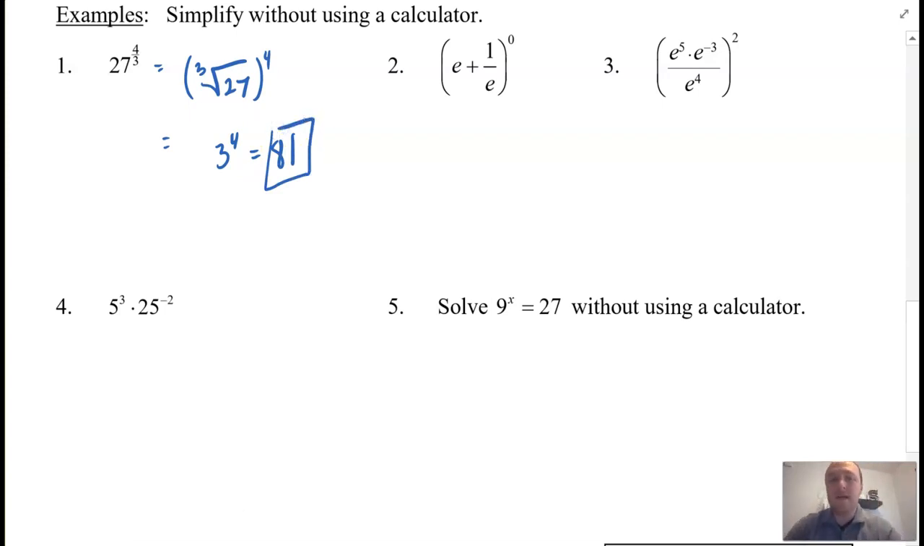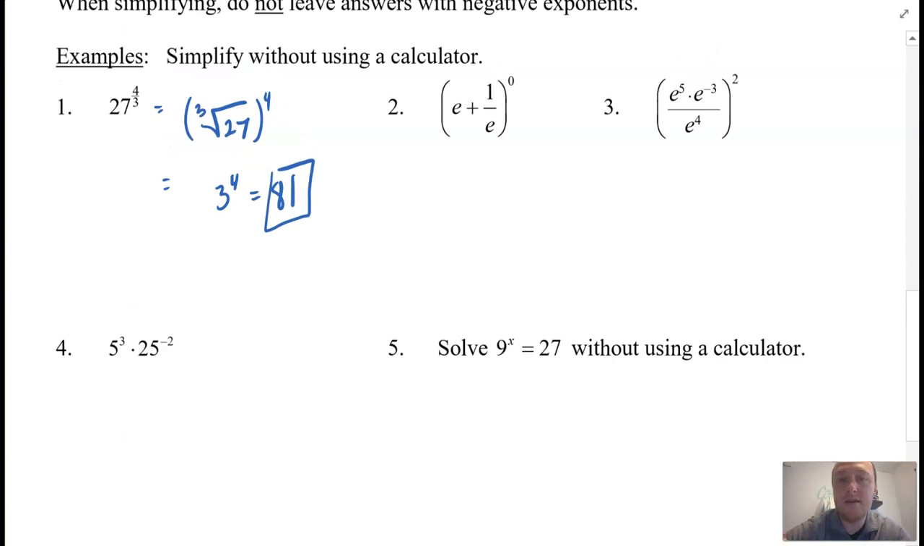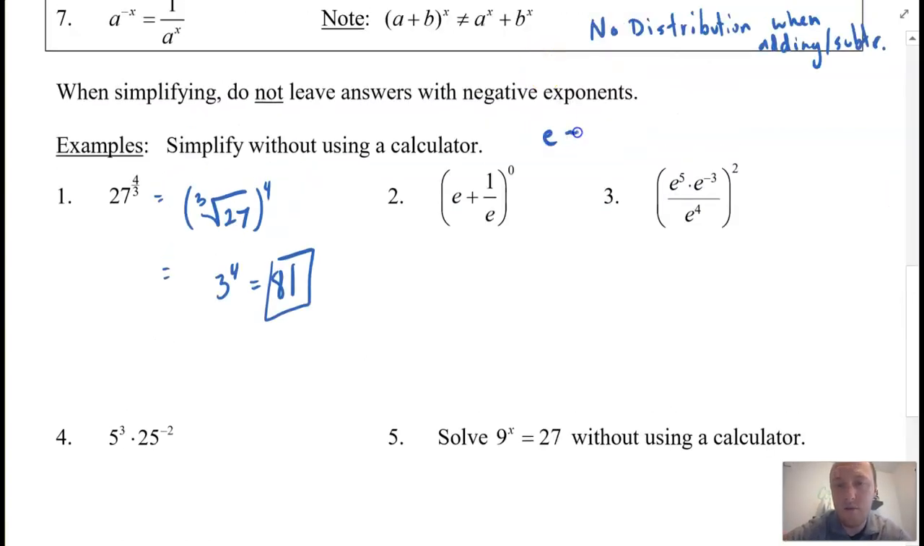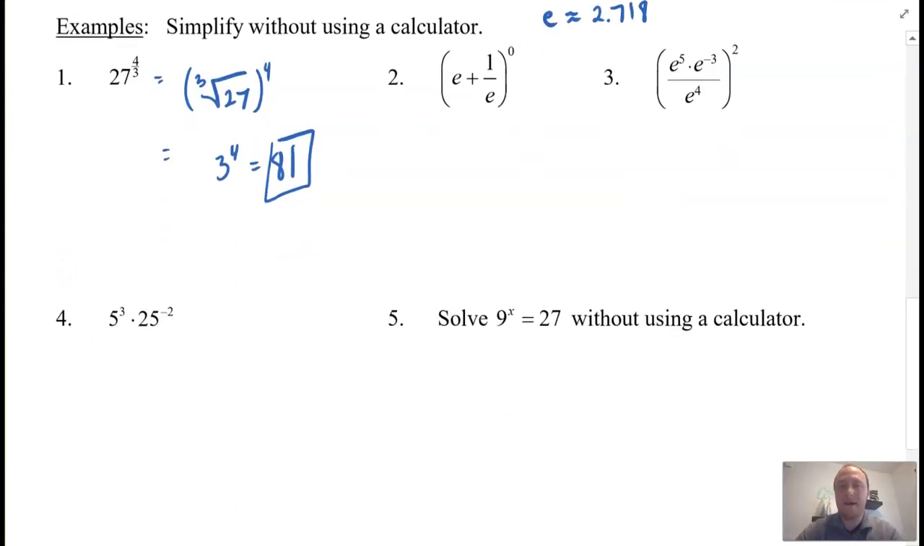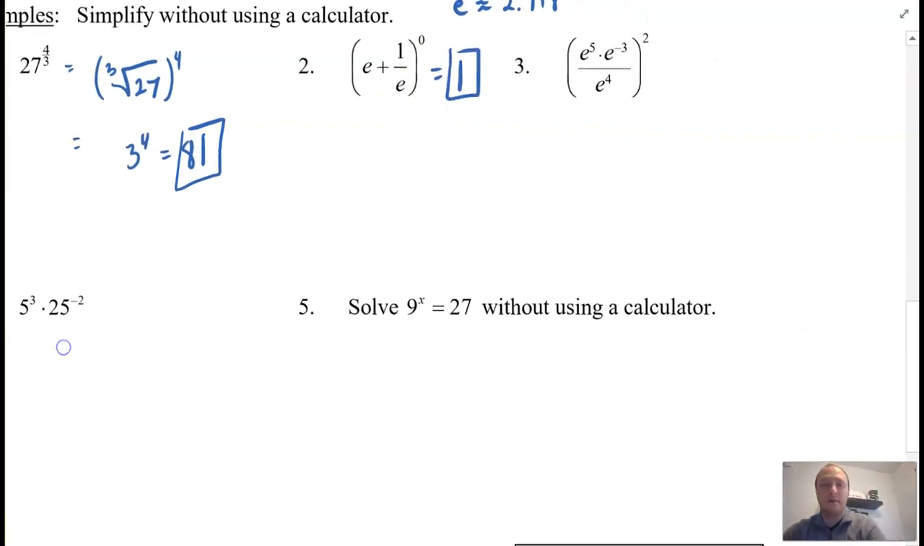Example 2, E. Well, remember E is a numerical base, and we'll talk about base E here in a second, which we're going to utilize a lot. It's approximately 2.718. And E plus 1 over E to the power of 0. Well, anything raised to the power of 0 is 1. So, well, that was easy. Number 3.